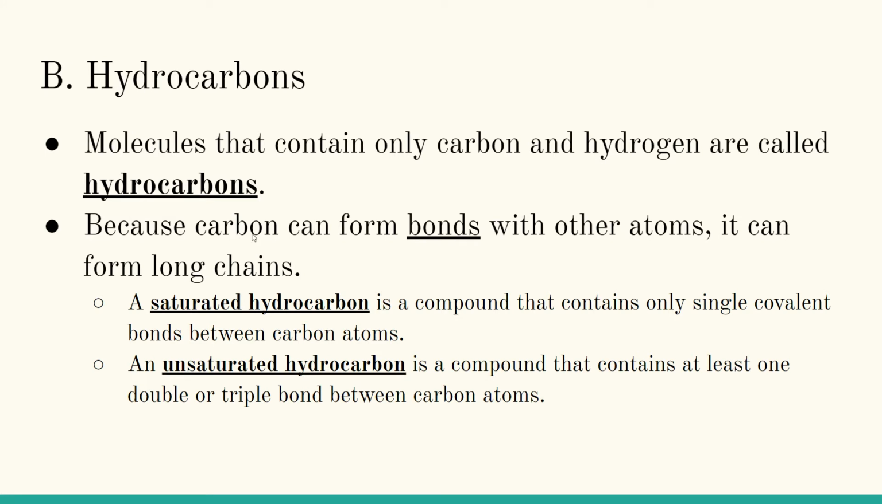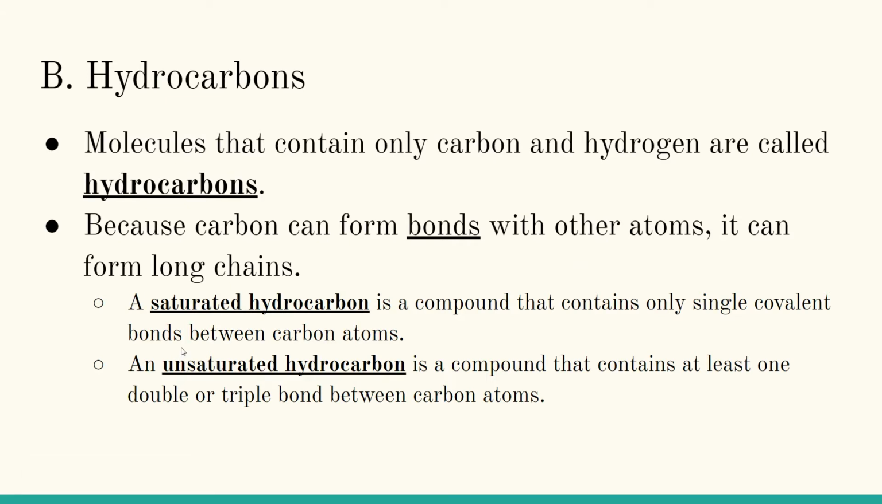Because carbon can form bonds with other atoms, it can form long chains. It can just keep combining carbons and hydrogens into ridiculously long chains. If all of them are only single bonds, everybody sharing one pair of electrons, it's called saturated. If there's ever a double or a triple bond, then we call it an unsaturated hydrocarbon. You might have heard of saturated and unsaturated fats. This is exactly where that comes from. They mean the same thing here because they're the same word.